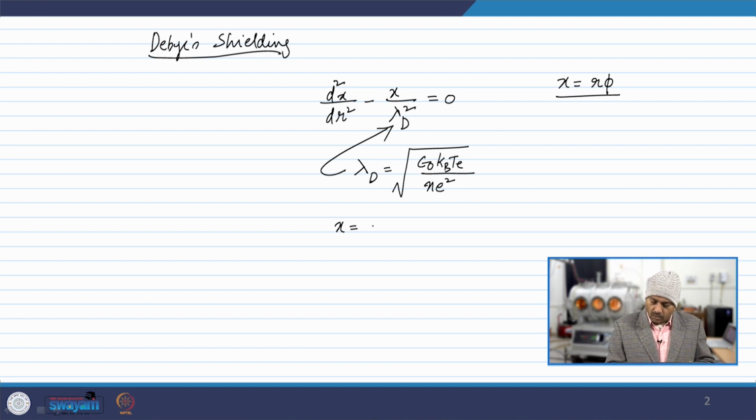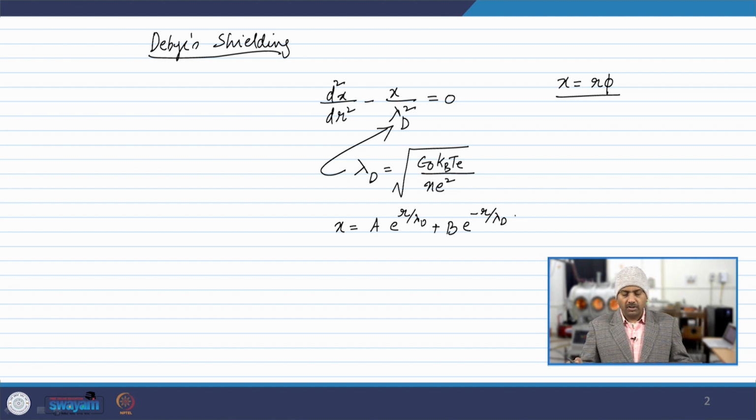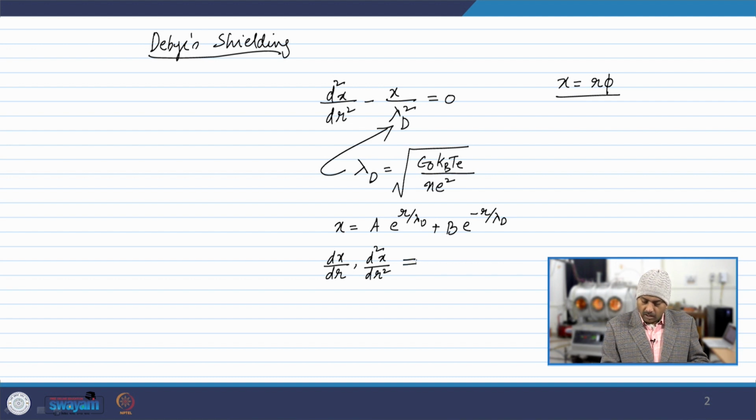So, let us say I take one such solution where x is a e to the power of r by lambda d plus b e to the power of minus r by lambda d. This is an exponential solution, because x is the dependent variable here. Now, if you substitute, you take dx by dr, then you take d square x by dr square and substitute in, let us say, we call this equation as 1. If you put this in equation 1, we will see that this solution satisfies the differential equation.